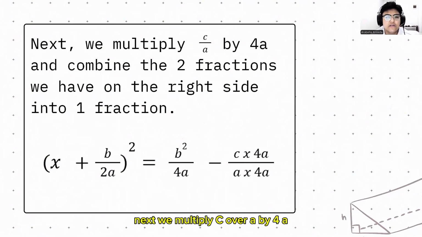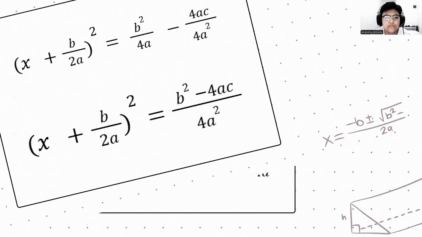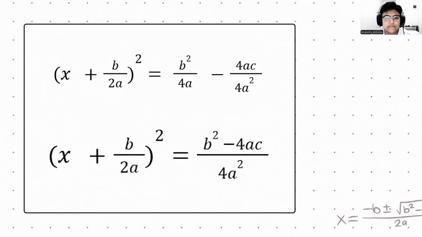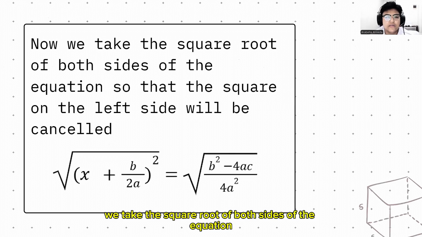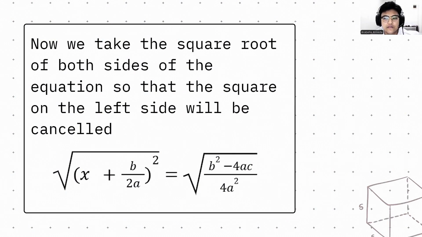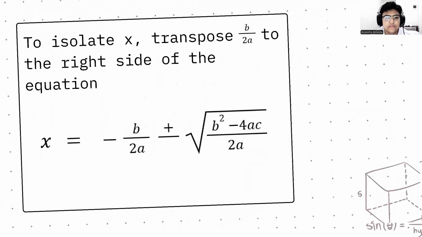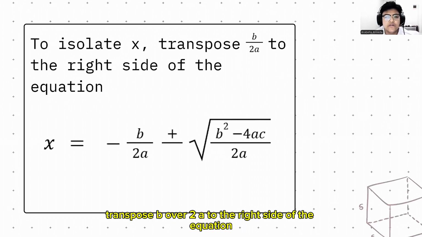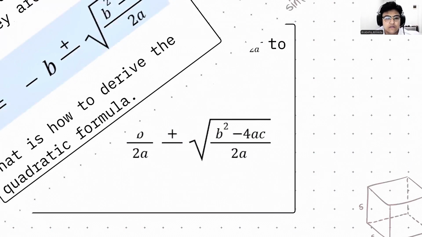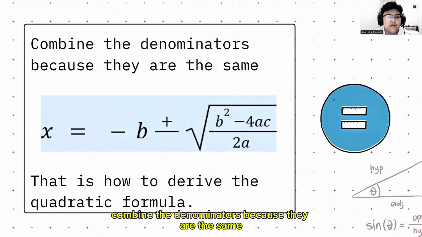Next, we multiply c over a by 4a and combine the two fractions we have on the right side into one fraction. Now we take the square root of both sides of the equation so that the square on the left side will be cancelled. To isolate x, transpose b over 2a to the right side of the equation. Combine the denominators because they are the same.